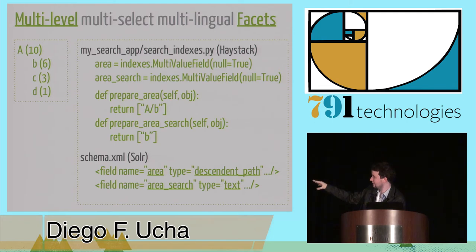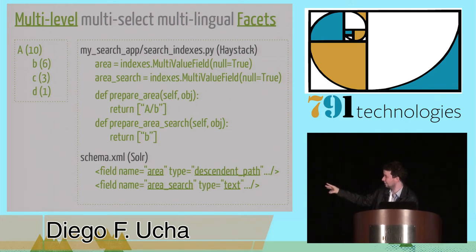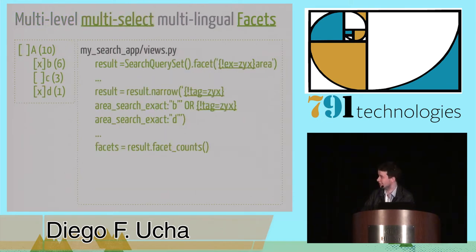And in the schema XML Solr declaration, we are using the type descendant path, which is like for folder hierarchy. Usually in the Solr documentation, they explain this like this, but we are using it in a different context, which is not a problem. We are using that slash in the prepare area to make the hierarchy. And we have only the field area search for query, for filtering what the user has selected.